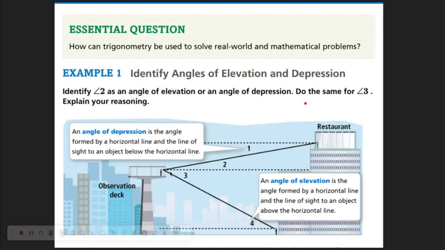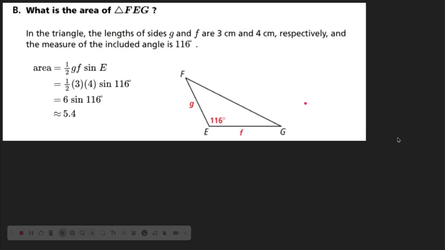Elevation. The ground or the horizon is at the bottom. Angle 3, elevation or depression? Depression. The horizon is at the top. Angle 4, elevation. Okay? Just a little review.